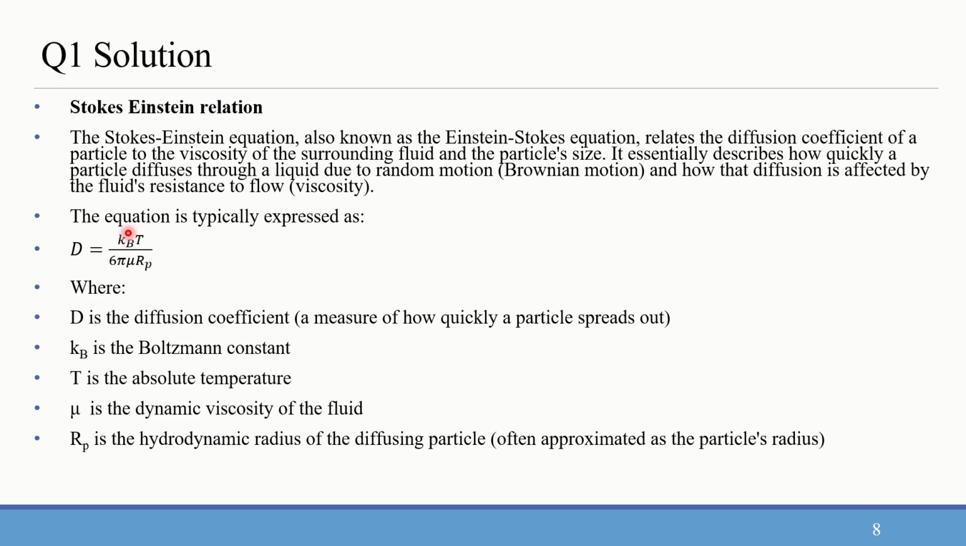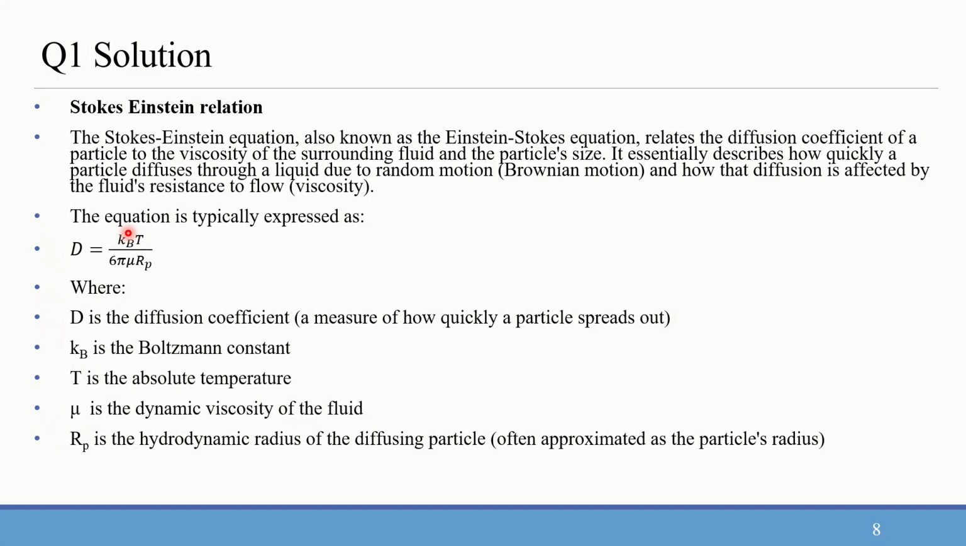So what does the Stokes-Einstein relation, or Einstein-Stokes equation, say? It relates the diffusion coefficient to the viscosity of the surrounding fluid and the particle size. So here, D = kBT / (6 pi mu rp), and we can say that the diffusion coefficient is a function of the dynamic viscosity of the fluid and the hydrodynamic radius of the diffusing particle.